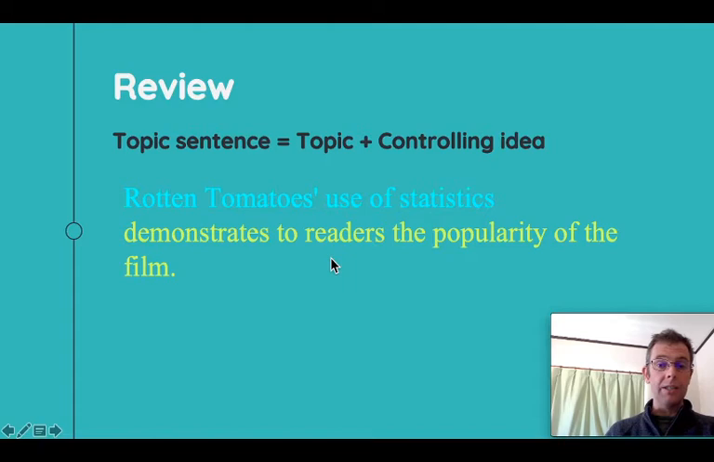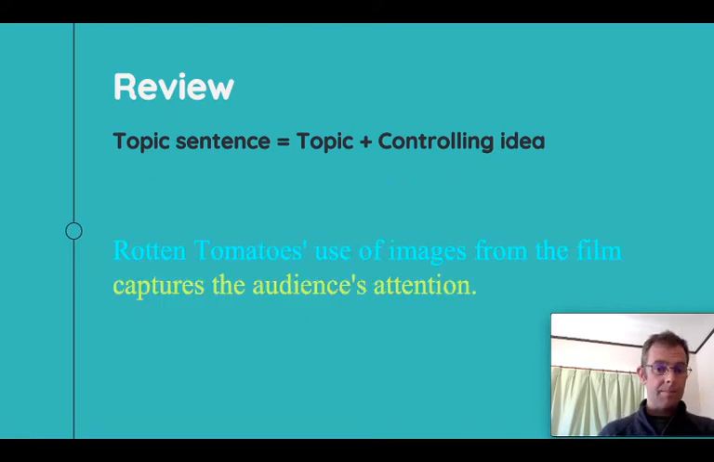And that's an analytical paragraph. It's explaining how the statistics function in the text. Here's another one. Rotten Tomatoes' use of images from the film captures the audience's attention. So again, we've got the subject of this paragraph, or the topic, the use of images, and the effect of those uses of images. What is the purpose or the impact on the audience? Well, it captures the audience's attention.